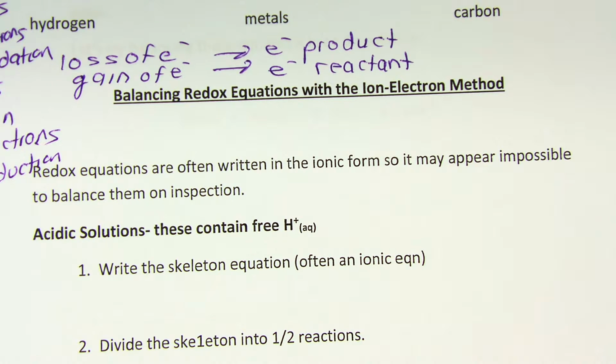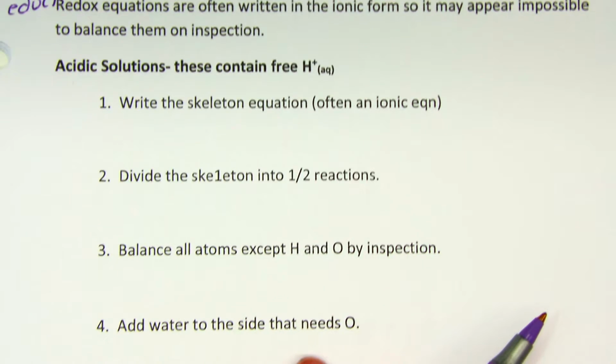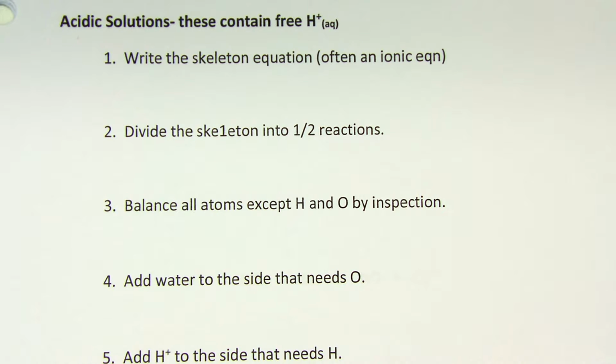Redox takes place generally with hydrogen ions floating around in the solution, which makes it acidic, or with hydroxide ions floating around, which makes it basic. So we have a process for balancing an acid and one for balancing a base. We'll go through the acid first. So when we have free hydrogen ions in the system, we follow these rules for balancing the equation.